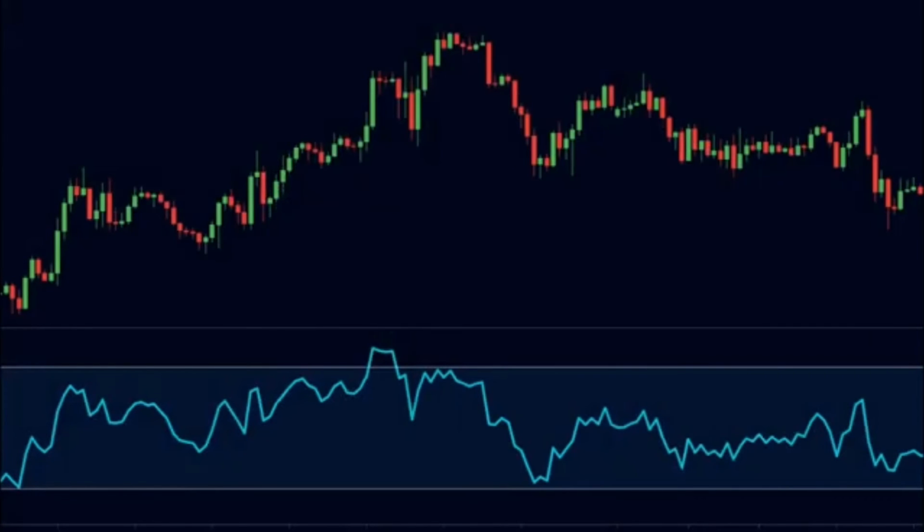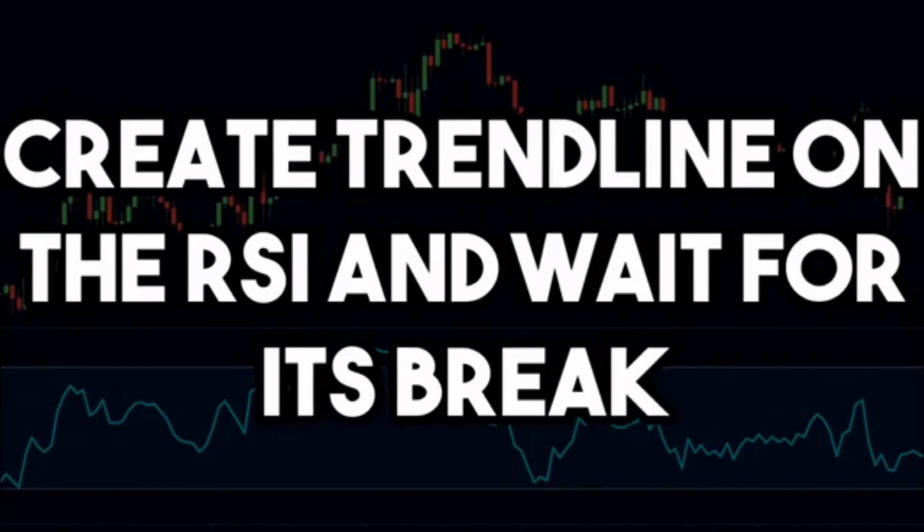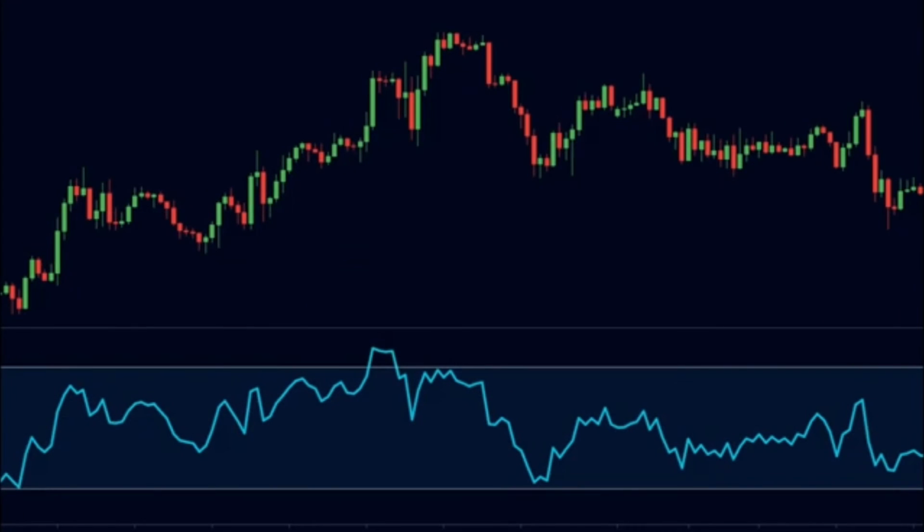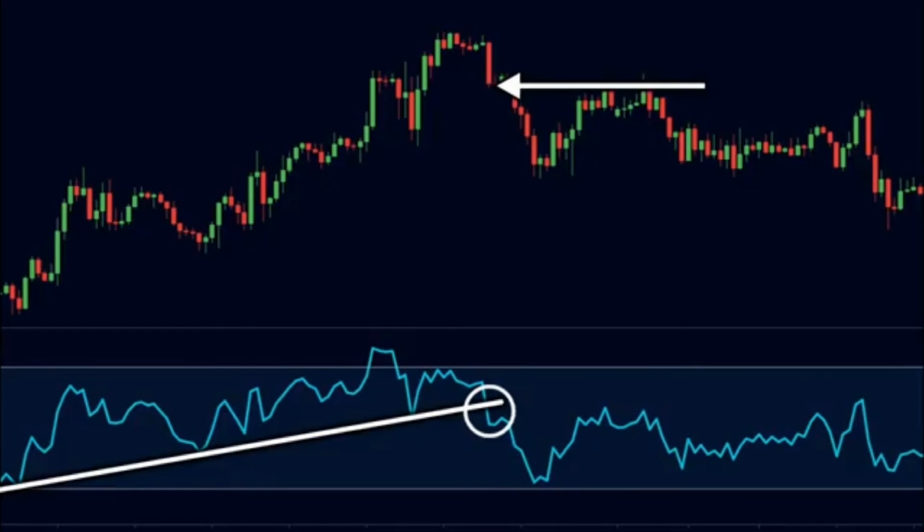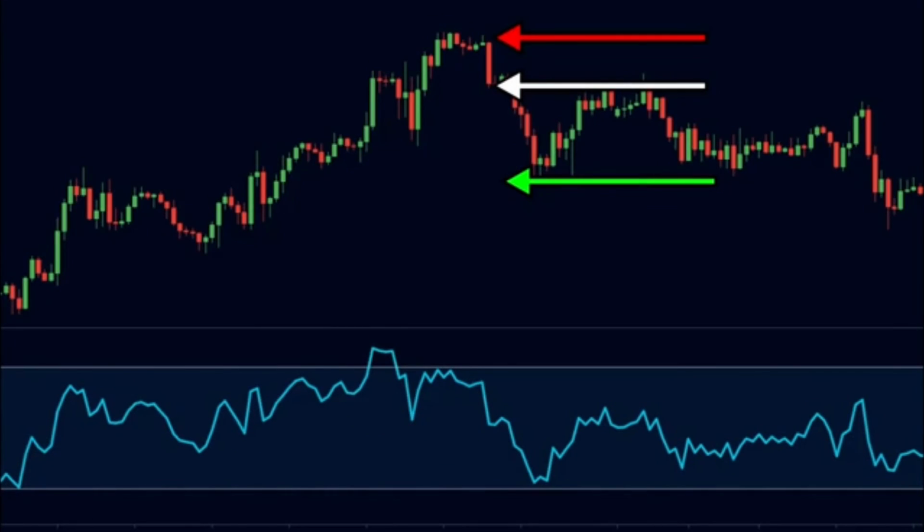So we now want to sell. But when do we enter? For our entries, we will create a trend line on the RSI and wait for its break to sell. For instance, here is the trend line on the RSI. Here we see that the RSI has broken its trend line. So we can sell here. We will keep our stop loss above the previous swing high, and we can place our targets at a 1.5:1 risk to reward ratio. As you can see, the price made a strong down move after our entry.